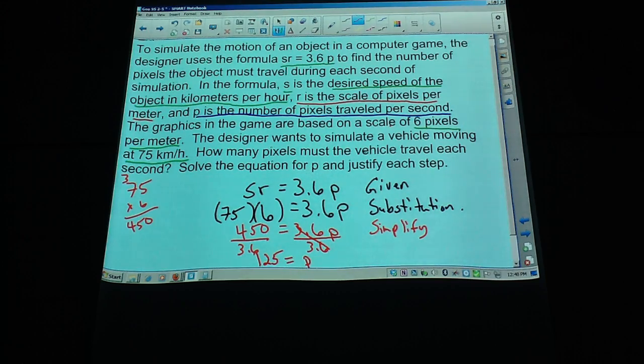which is the pixels that the vehicle must travel each second to represent the 75 kilometers per hour. Alright, now my last step here would have been division property of equality.